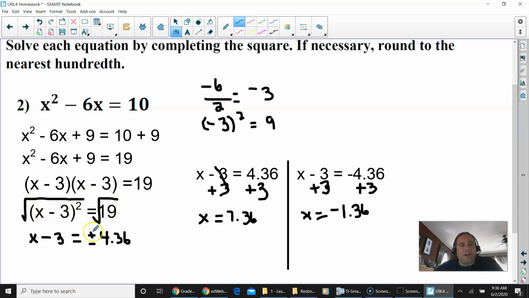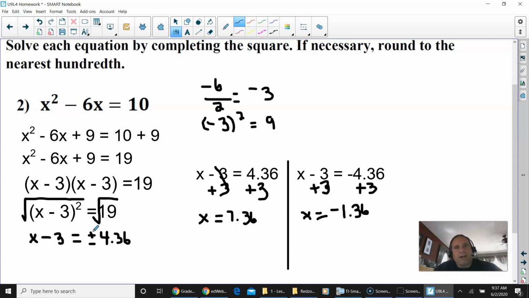You square root both sides, and since 19 is not a perfect square, you just take the square root of 19 and then round it to the nearest hundredth, which is 4.36. It comes out to 4.35889, and you just round it to 4.36.